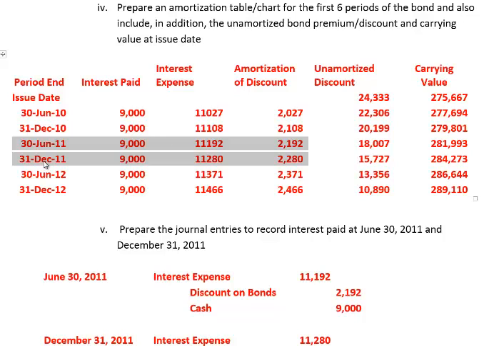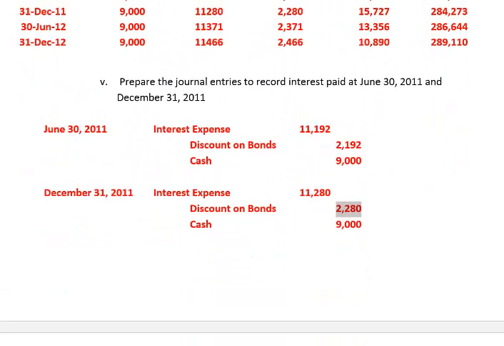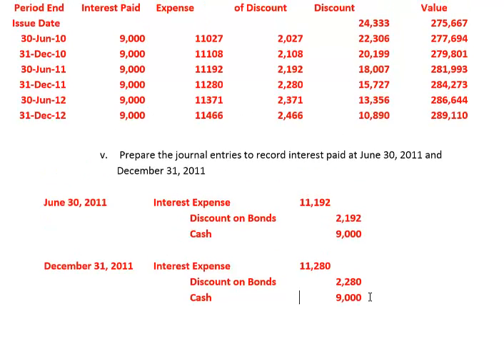Similarly, at December 31st, we're going to do the same thing, but now our interest expense is $11,280, our interest paid is $9,000, and the difference is what we've amortized in discount, $2,280. Now, that concludes our presentation on premium and discount bonds.